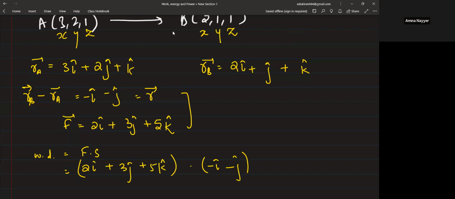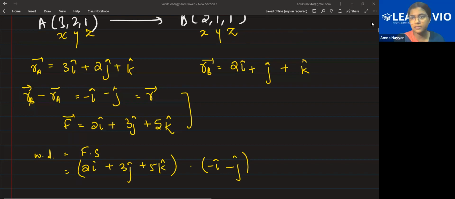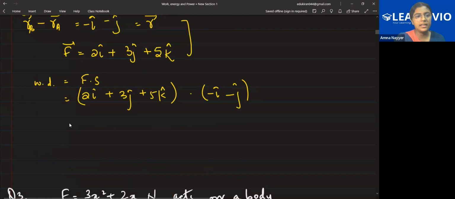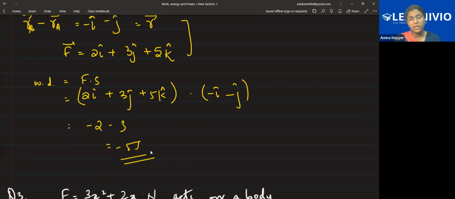Okay, Shaima's answer is 0. Zainab, your answer? See, I cap term gets multiplied with I cap term. 2 multiplied by minus 1 is minus 2. 3 multiplied by minus 1 is minus 3. So straight away it is minus 5, not 0. How are you getting 0? K cap term would be 0 because there is no coefficient for K cap. Minus 2, minus 3. Okay, done?